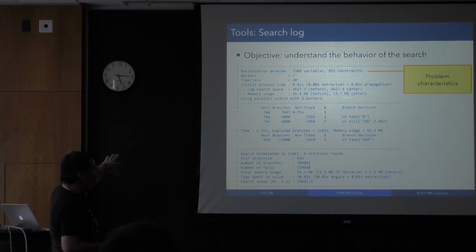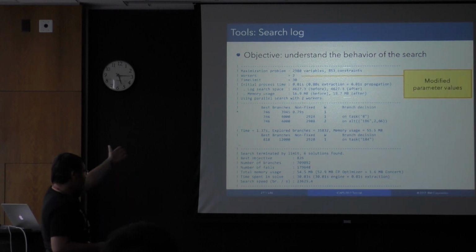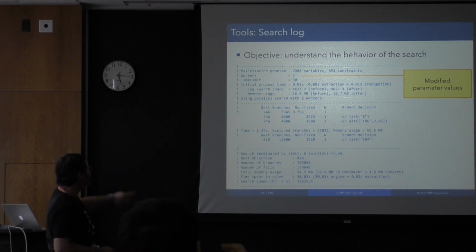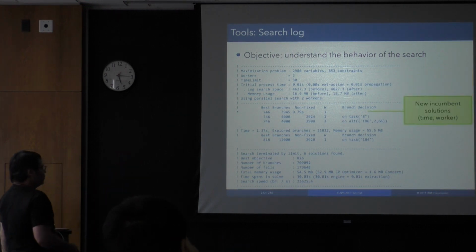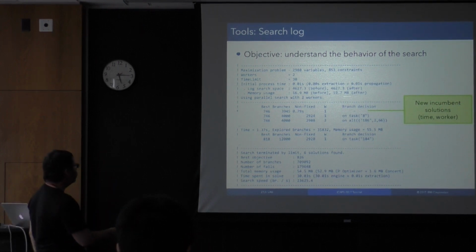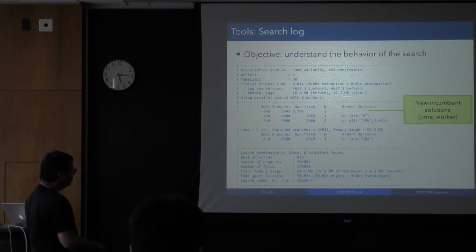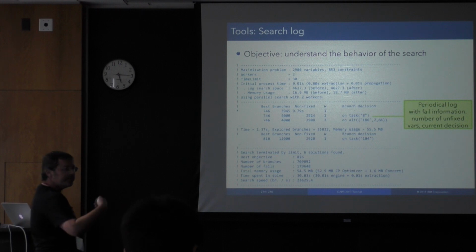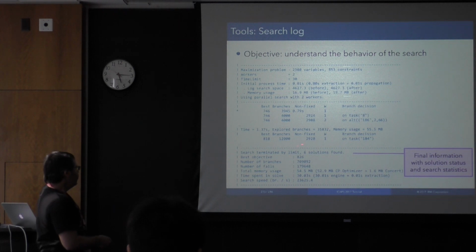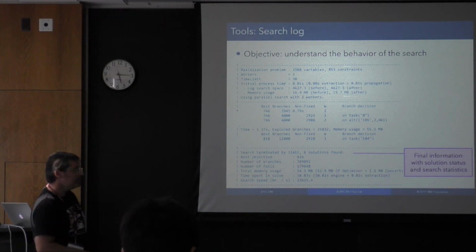Another important tool for that is the search log, because it can give you information about what happens during the search. So you have problem characteristics. If you change some parameters here, you see that you have the modified value. For instance, you specified that you want to use 2 parallel workers with a time limit of 30. Information about the root node. Then during the search, information about the new solutions that are found with a cost here, the objective. So we'll see how it improves. You have some periodical information on the search, and then in the end you have some final information. Here it says it did not find proof of optimality, but the search is terminated by limit.